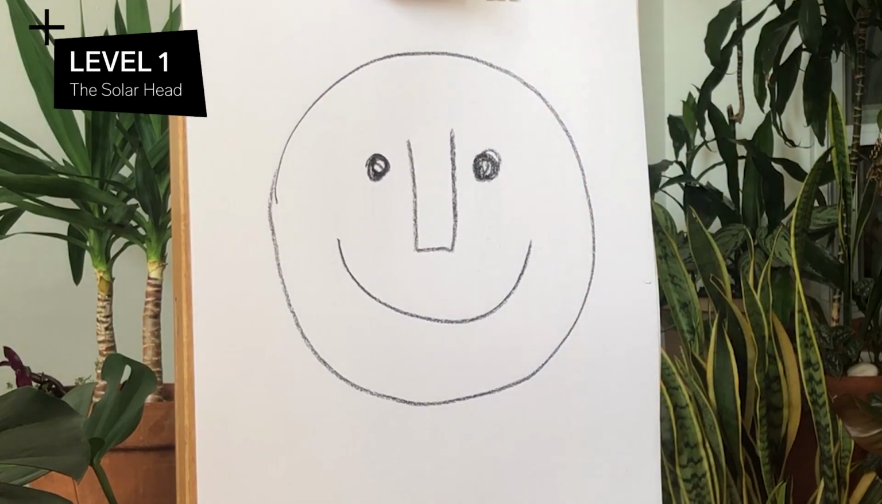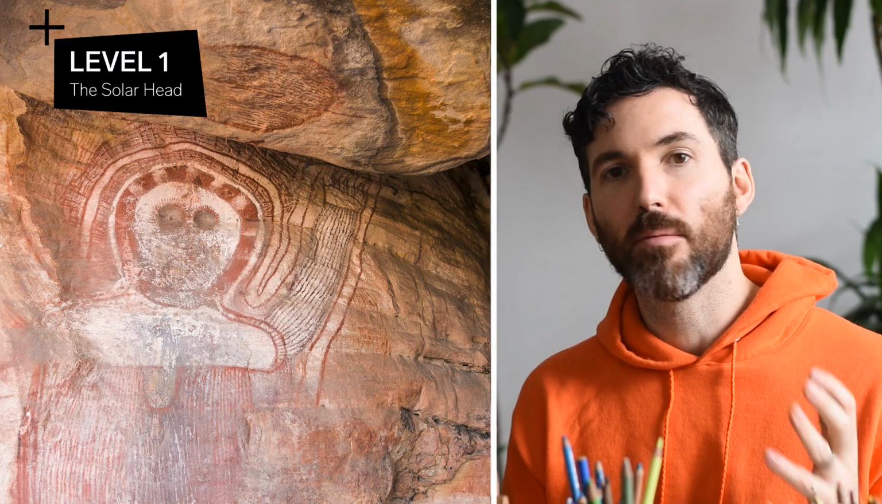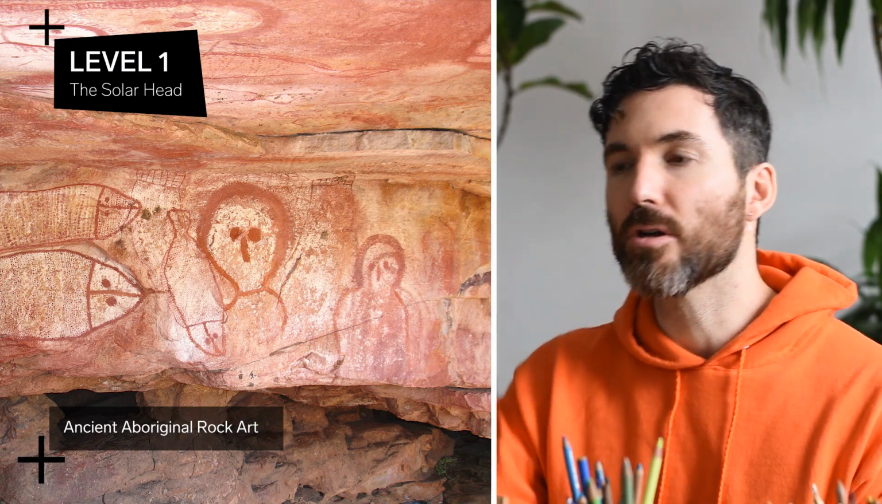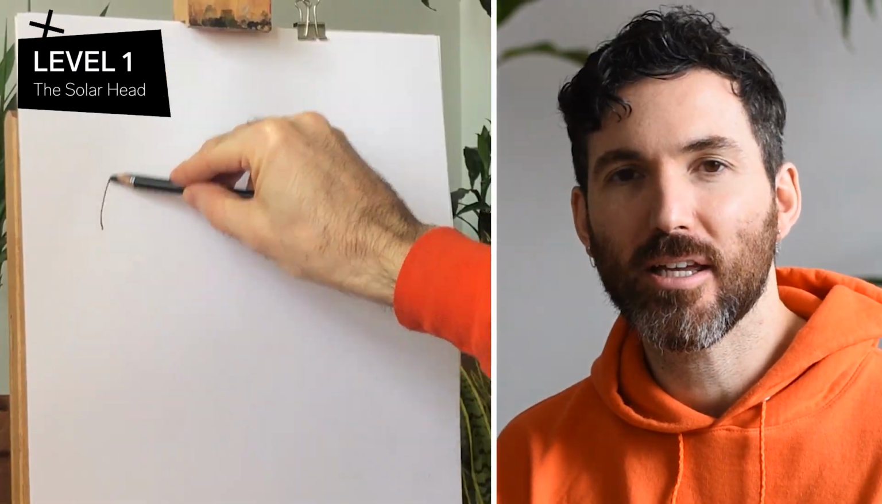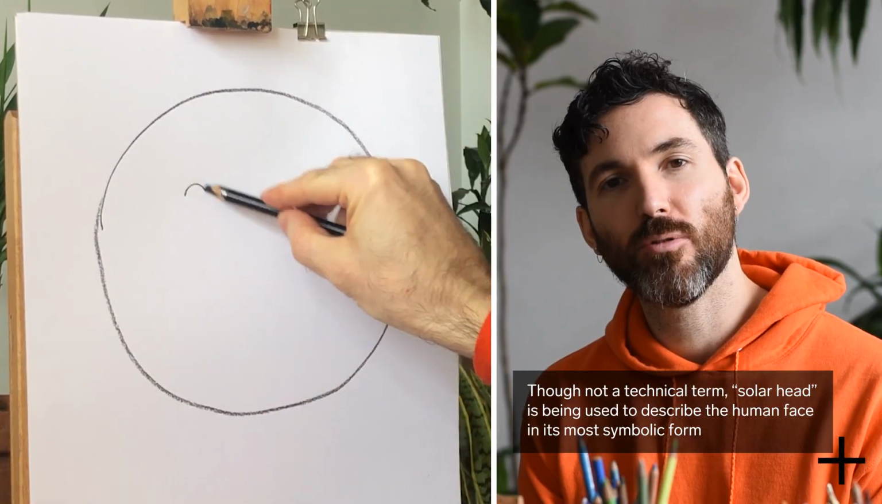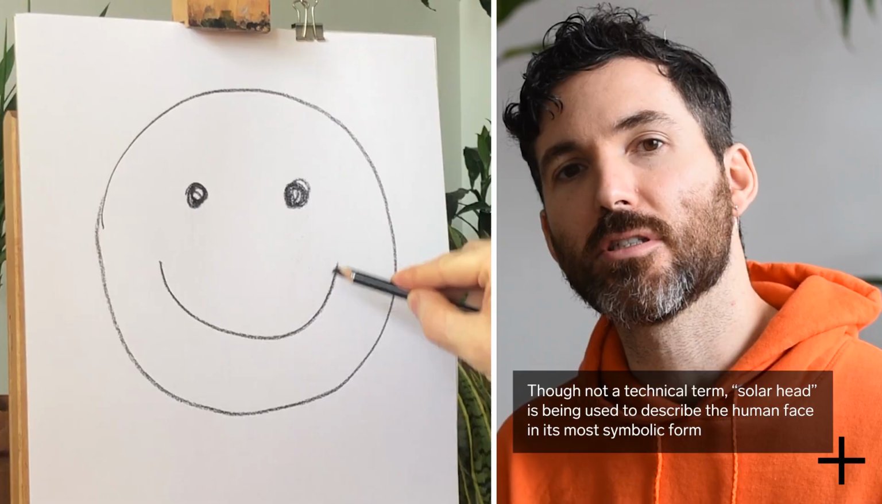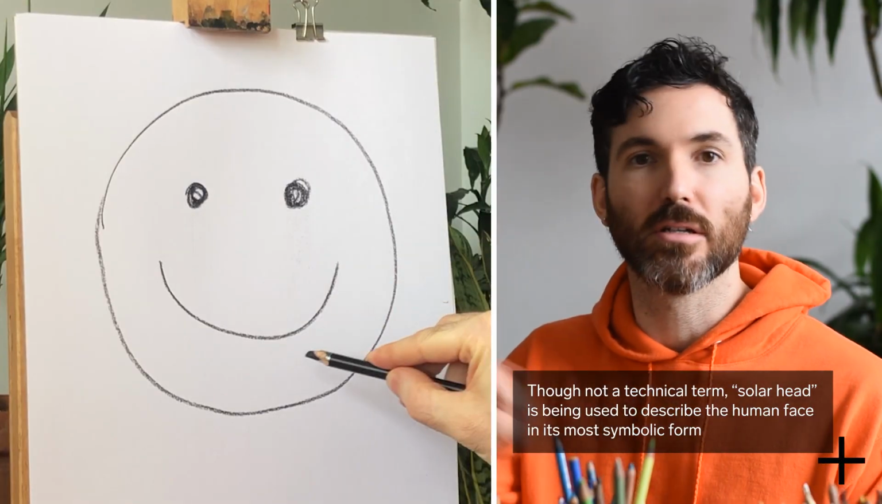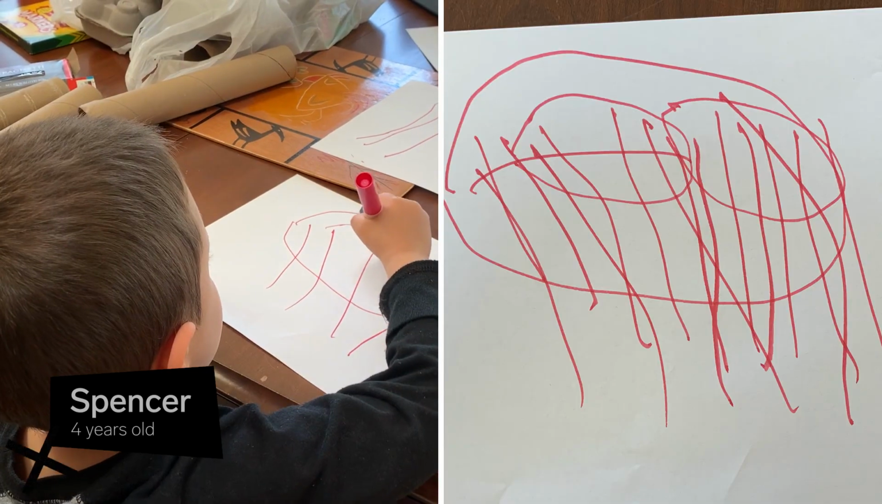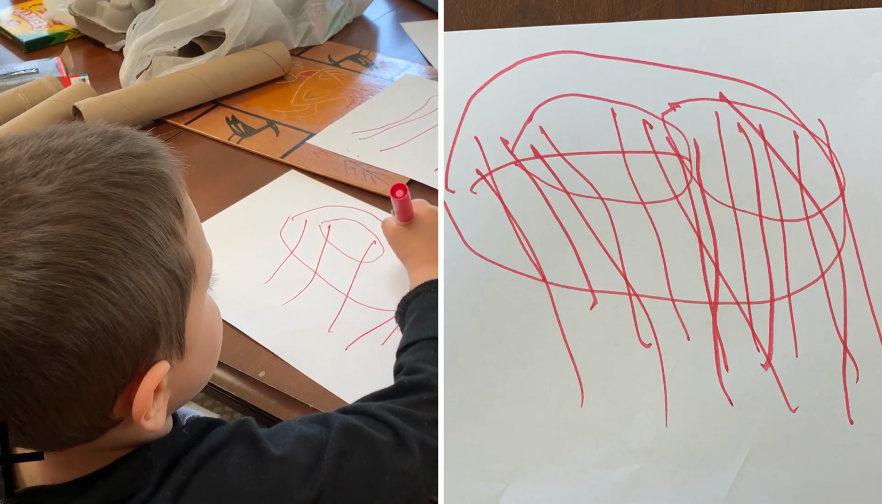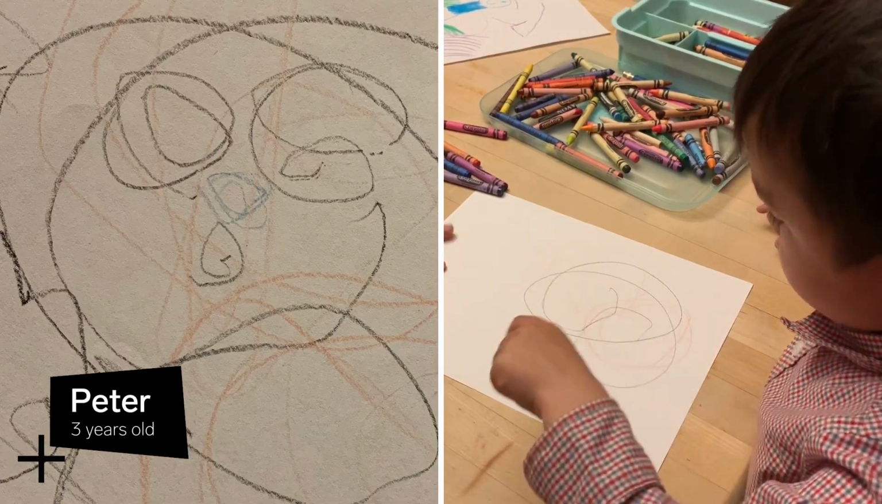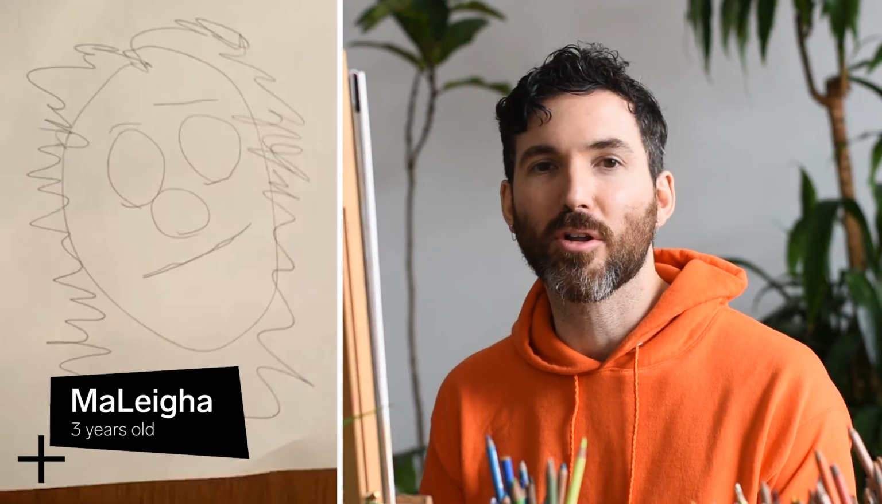Level 1, solar head. The solar head emerged on the walls of caves. The solar head is a circle, 2 eyes, and a mouth. If you were to ask a 3-year-old to draw a person, they'd most likely start with the shape of a head. This is an instinctual, archetypal structure. Your child will arrive at the solar head at some point just out of pure curiosity to reflect themselves.